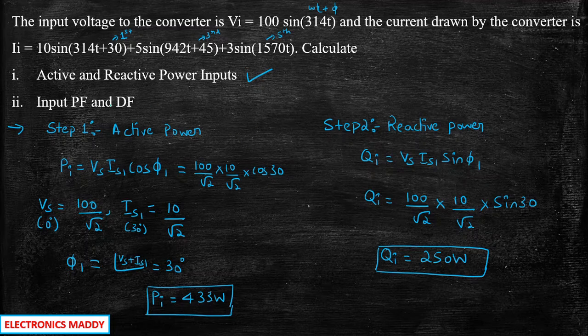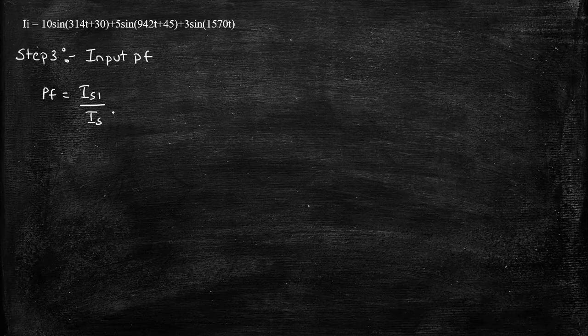Now what is left? We have to find the input power factor and input displacement factor. I've considered the input current here just for your reference. Step 3 is to find the input power factor. From the definition, the power factor is given as the ratio Is1 by Is into cos phi1. We know the value of Is1, that is 10 by root 2.